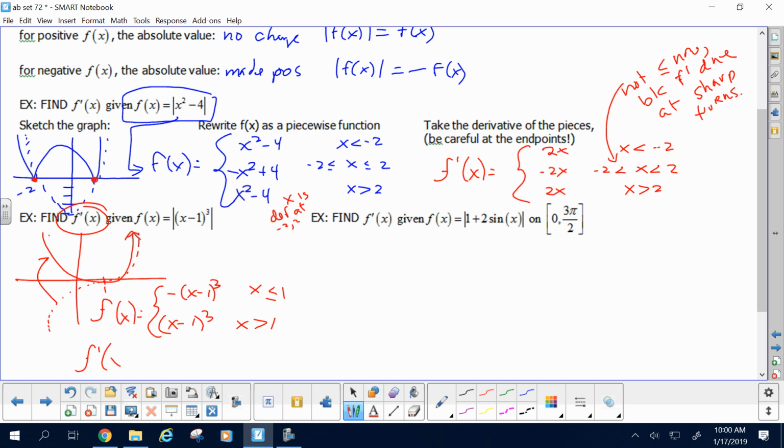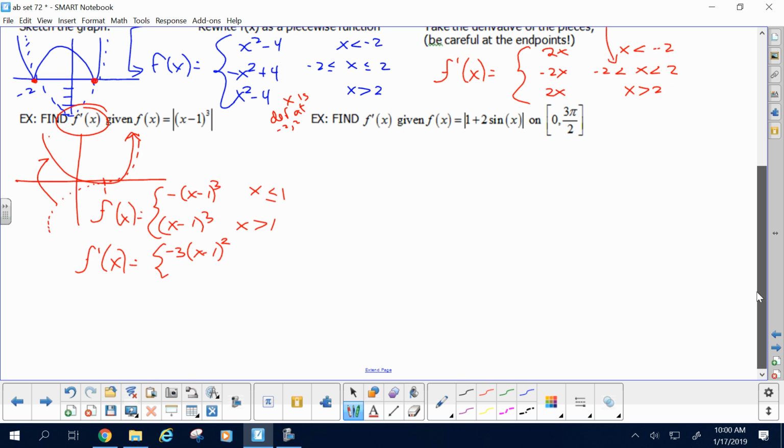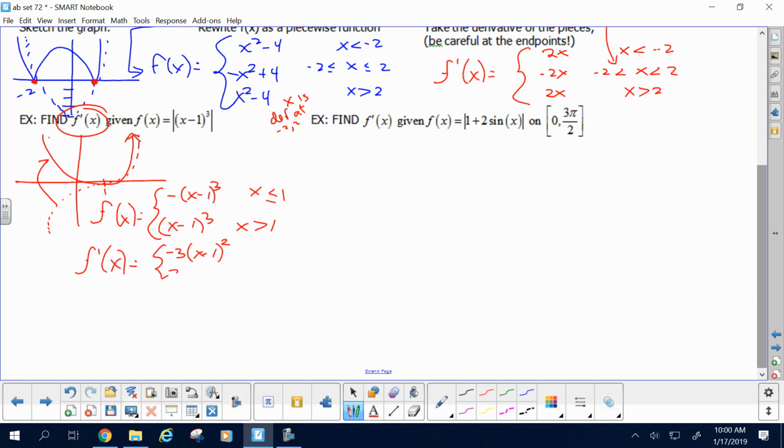f prime. What's the derivative of the left-hand branch? Negative 3 times (x minus 1) squared. Any chain rule part in the derivative of the middle? No. All right. What about the right side derivative? Same thing but positive, yeah?